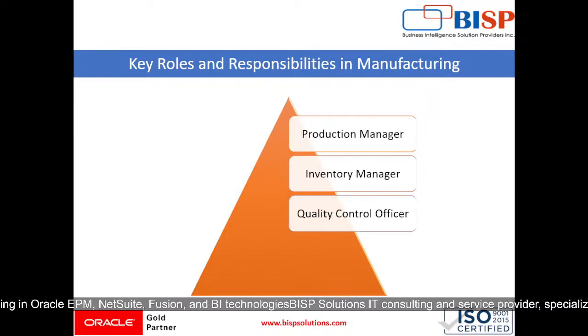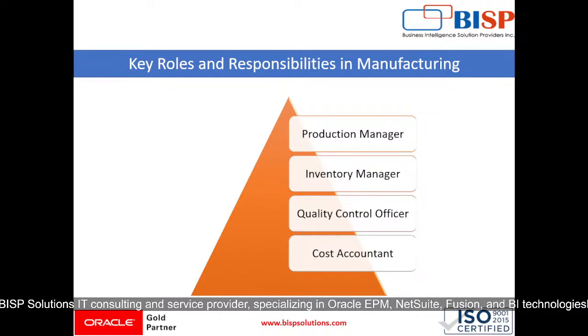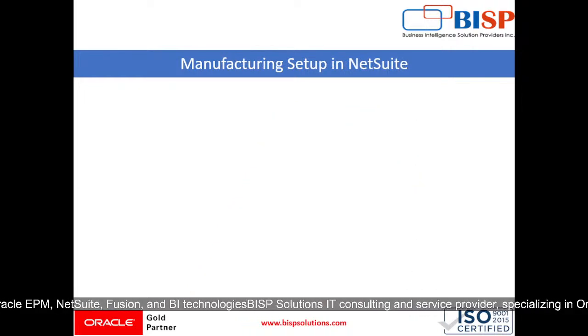Next comes our quality control officer, who ensures that the manufactured goods meet quality standards, conducts inspections and manages defect reporting, and also monitors compliance with regulatory standards. Lastly, the cost accountant analyzes production costs and variances, allocates labor, materials and overheads accurately, and prepares reports on cost effectiveness. So, manufacturing setup in NetSuite, how can it be done?